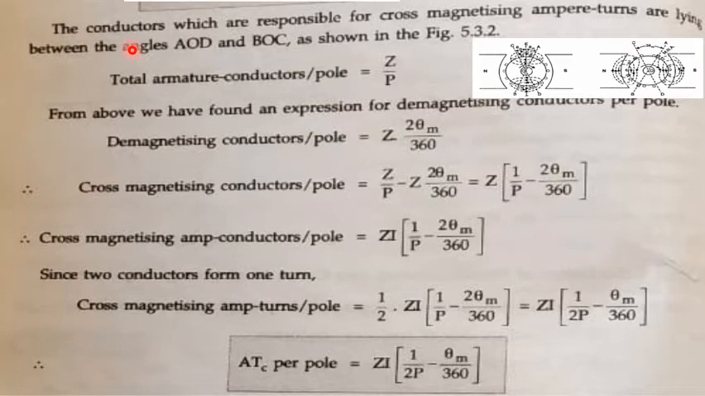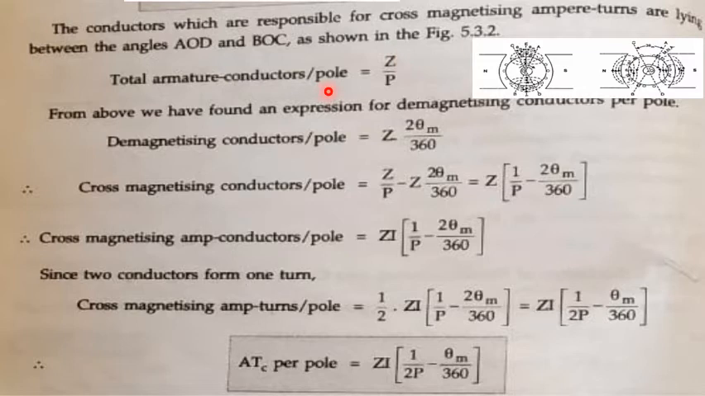Now, the conductors which are responsible for cross magnetizing ampere turns are lying between AOD and BOC. So what are the conductors here? AOD and BOC. These conductors are helpful for the cross magnetizing ampere turns or cross magnetizing effect.